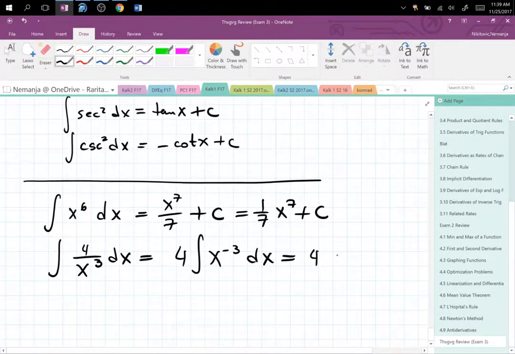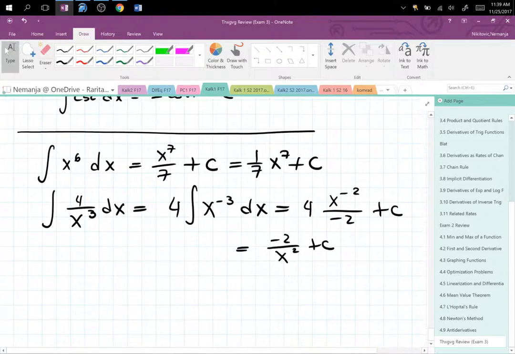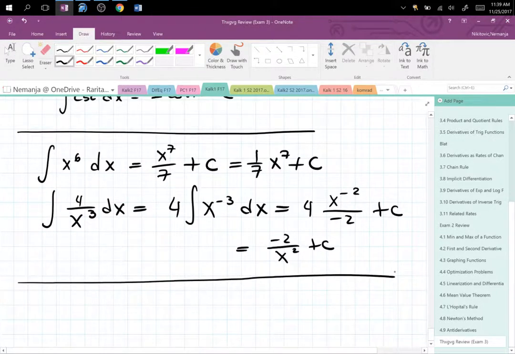So this is 4 x to the negative 2 over negative 2 plus c. So the answer here is negative 2 over x squared plus c. Cool? Does this make sense? So we have to rewrite, and then it would work.